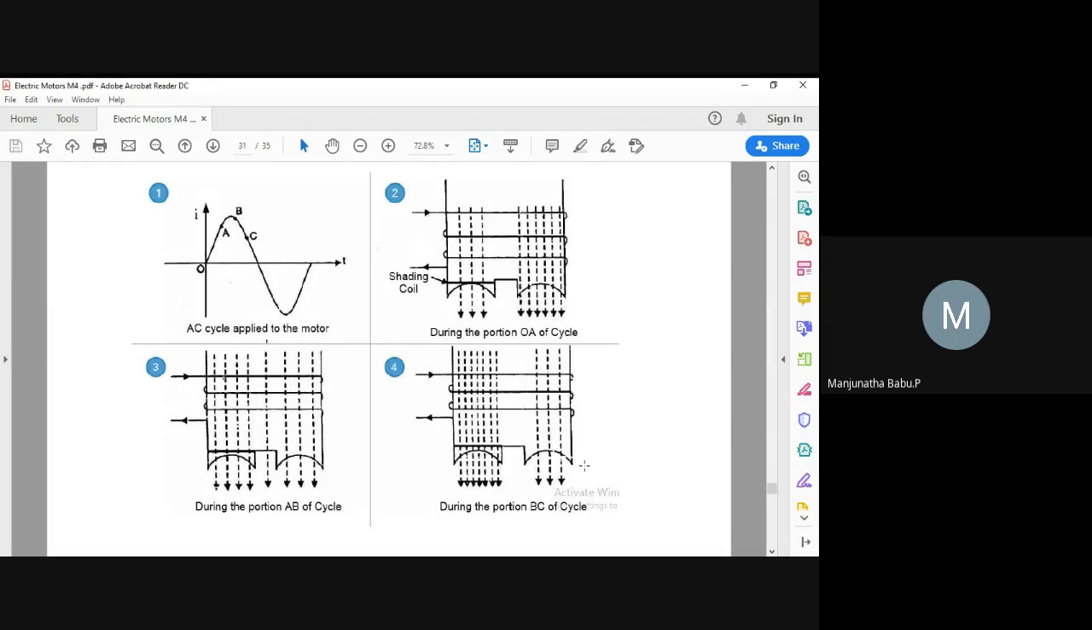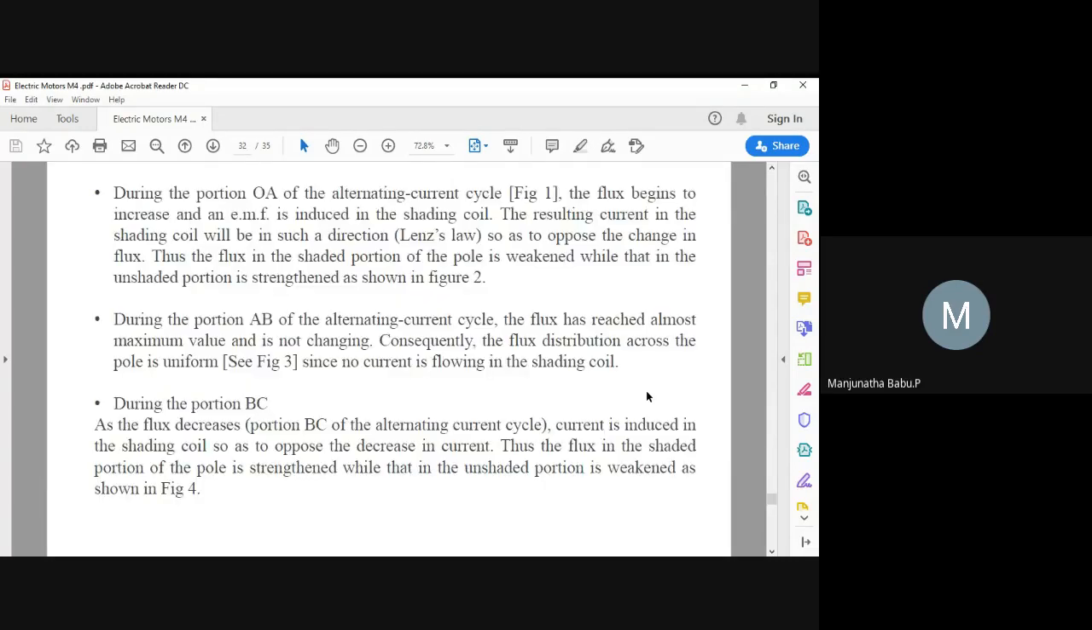During starting, it is similar to the split phase induction motor we have seen, so the starting torque will be very low compared to a capacitor start single phase induction motor. That's why these types of motors are not much used. Generally they are used in small applications. That is the explanation of the shaded pole induction motor.